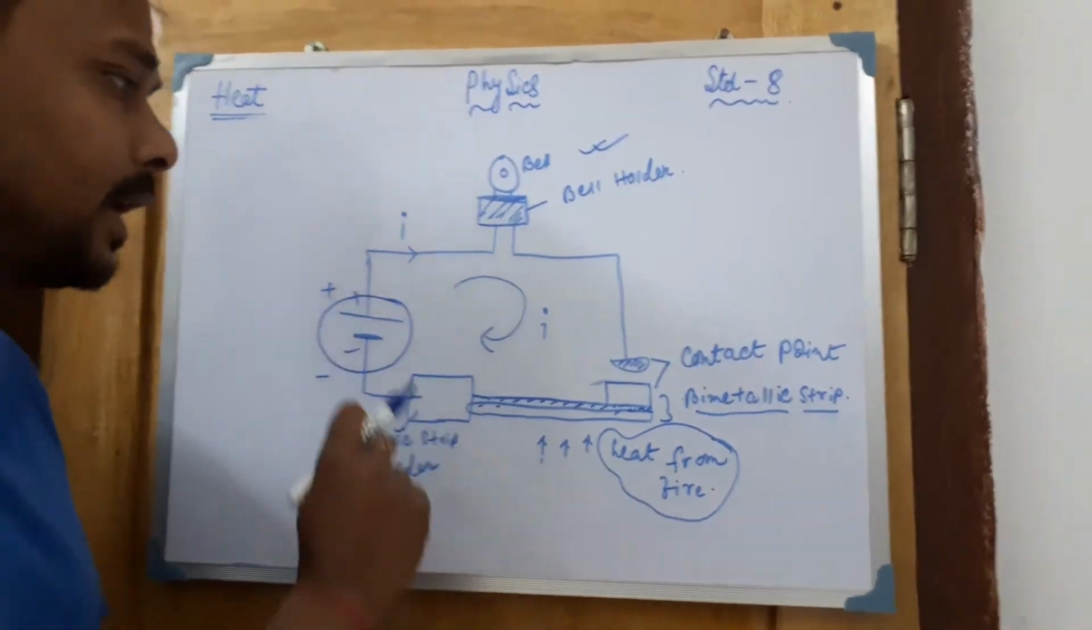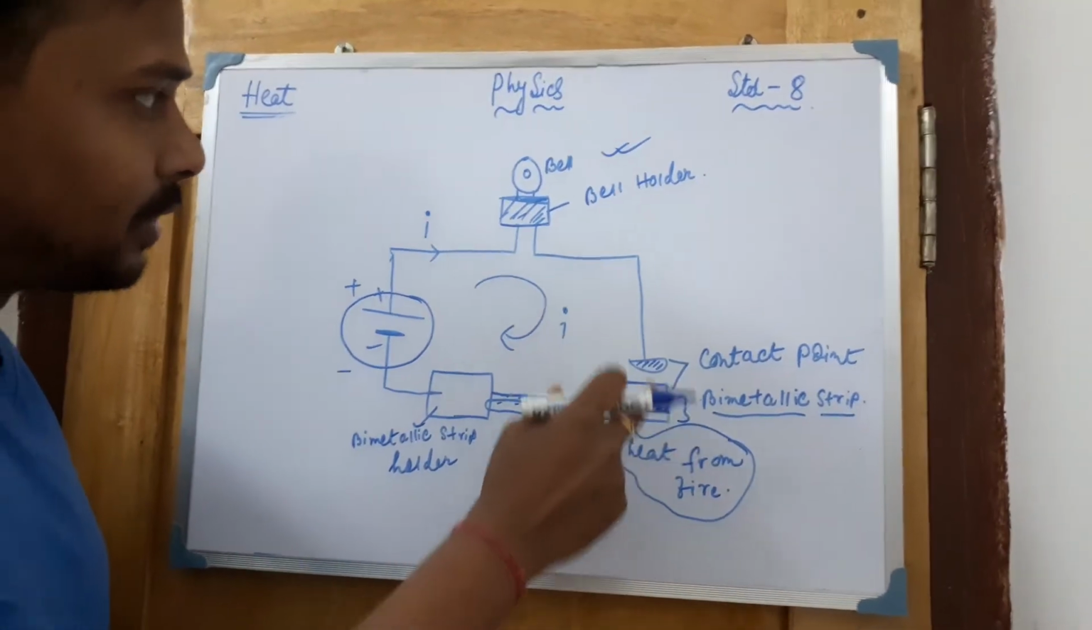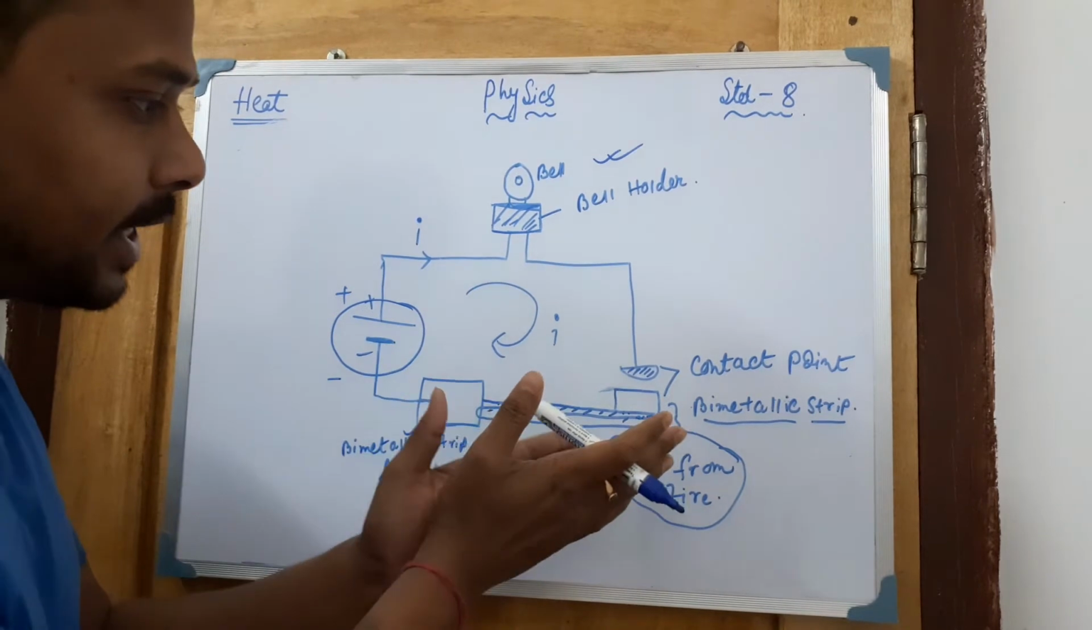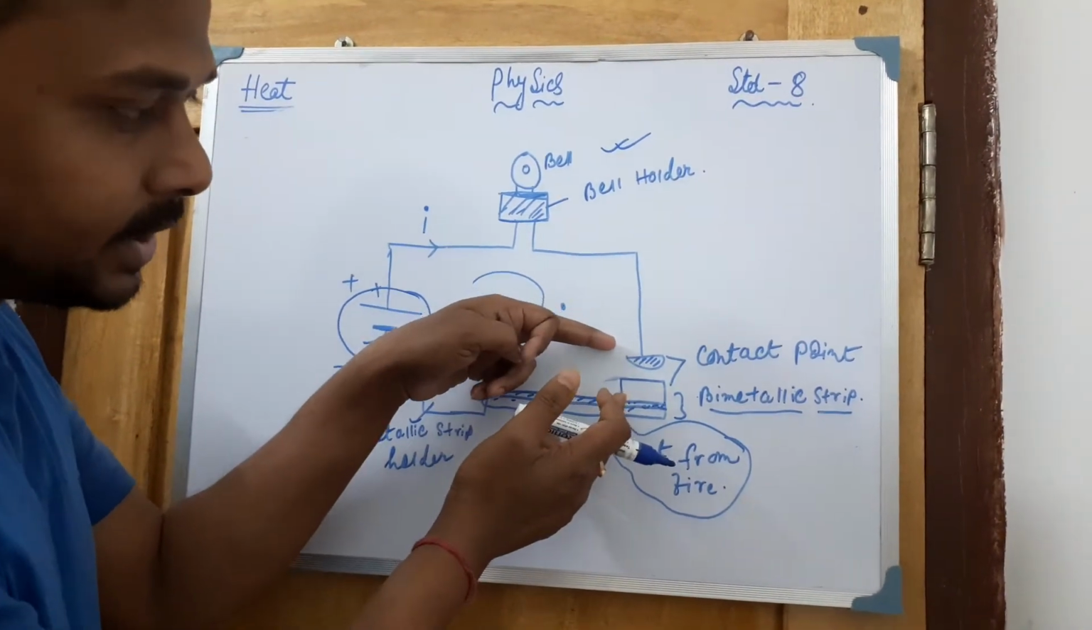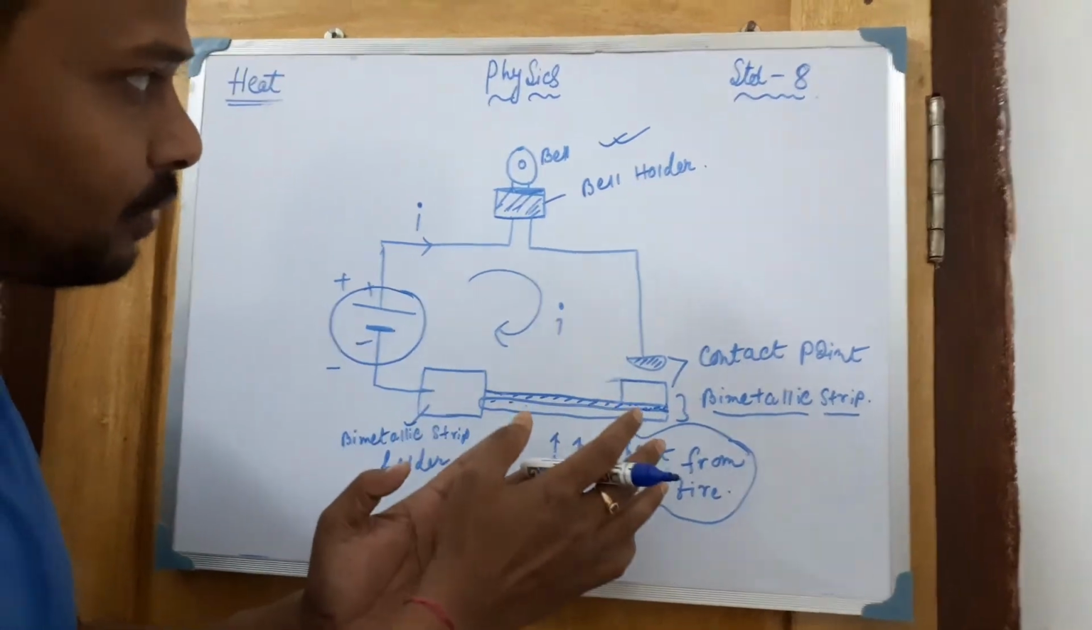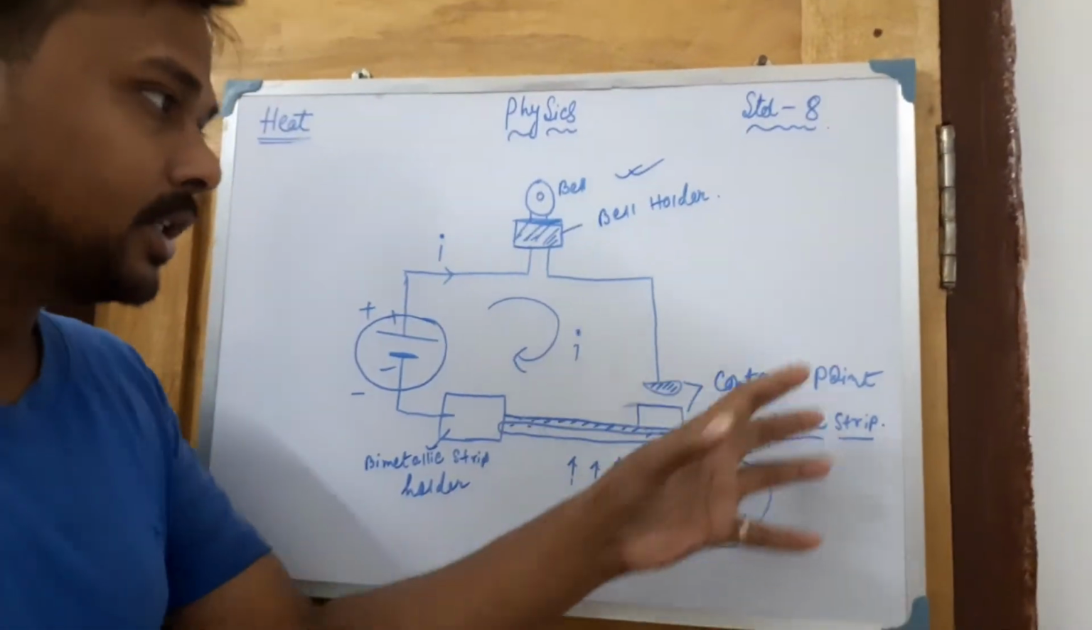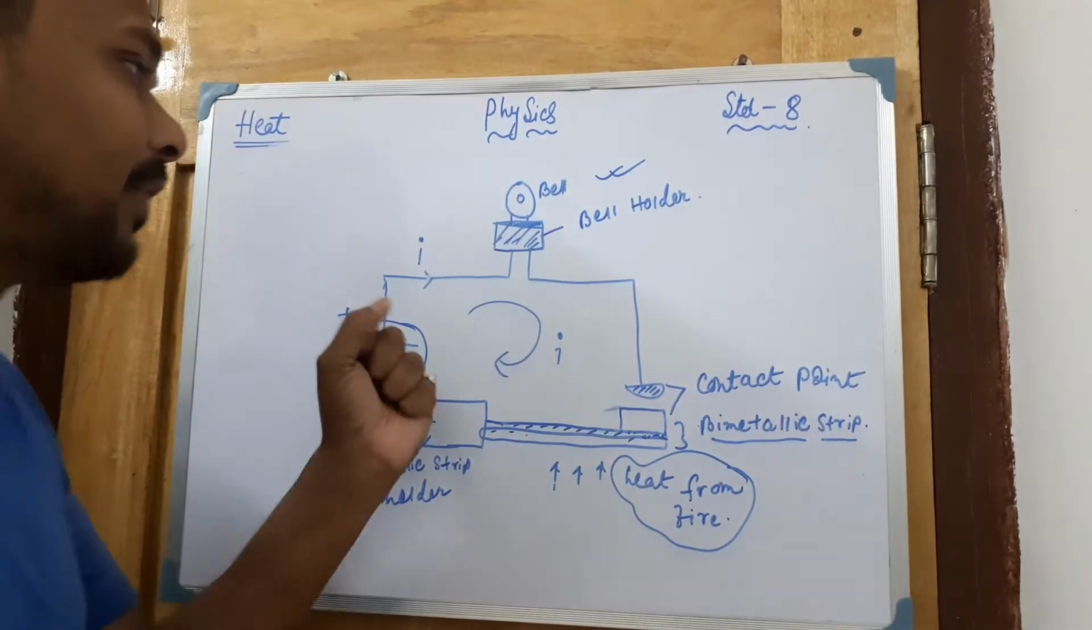If heat is there, the circuit is complete, current will flow, the bell will ring. When there is no heat supply, it will not bend, this part will detach, current will not flow, and the bell will not ring. So this is the automatic fire alarm.